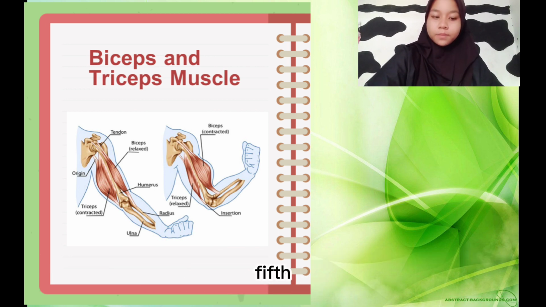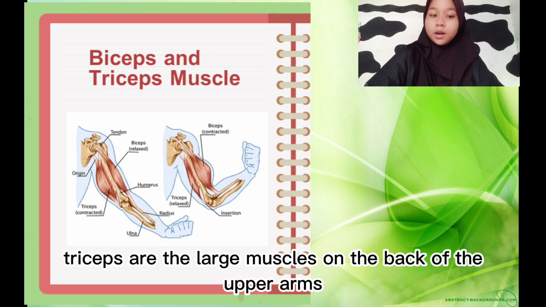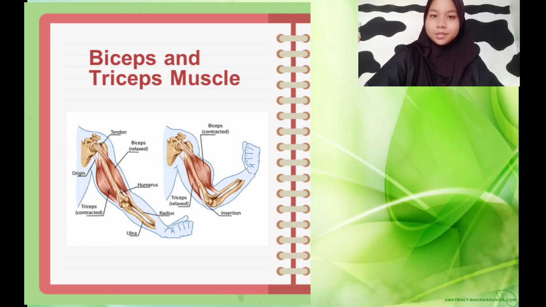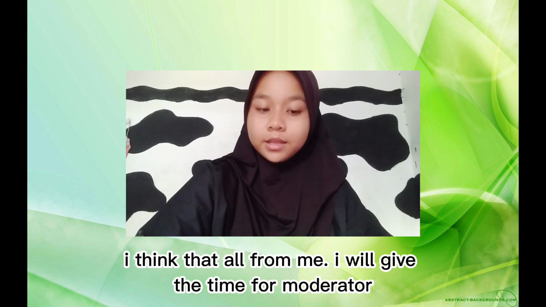Fifth, triceps. The triceps are the large muscle on the back of the upper arm. It's the opposite of the biceps. It helps in extension of the elbow joint and also acts as an antagonist of the biceps and brachialis. I think that's all for me. I will give the time back to the moderator.